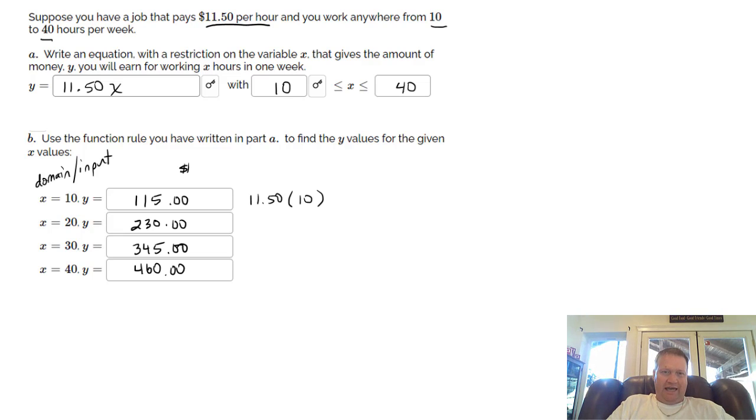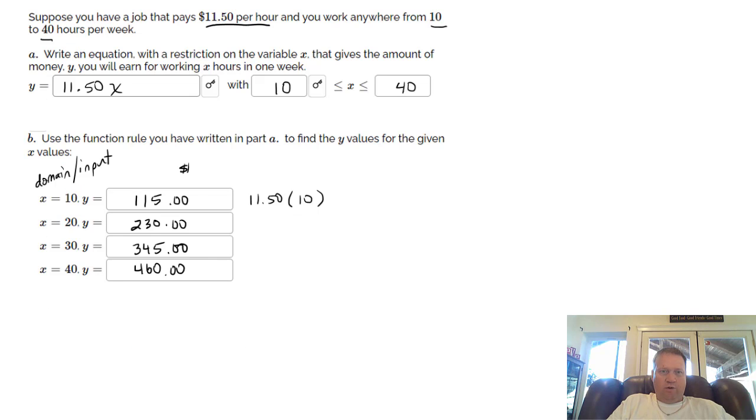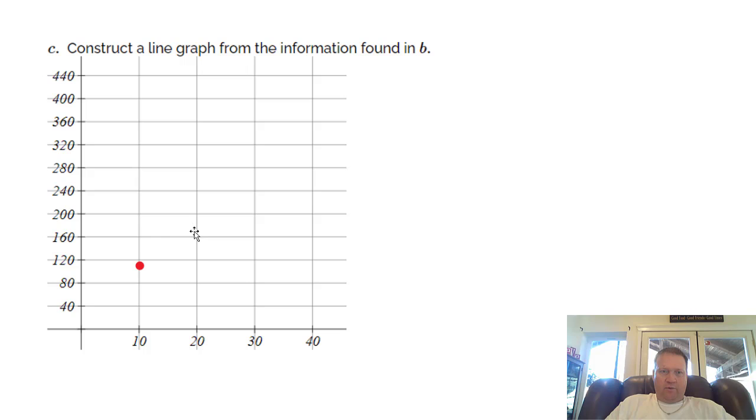So when x was 10, y was $115. So x is 10, and y was 115. I'm guessing that's going to be kind of a dot about right there. And when x is 20, we made $230. So that's going to be right about there. Oh, no, not right there. Let's get it on the right line. $230 is going to be right about there.